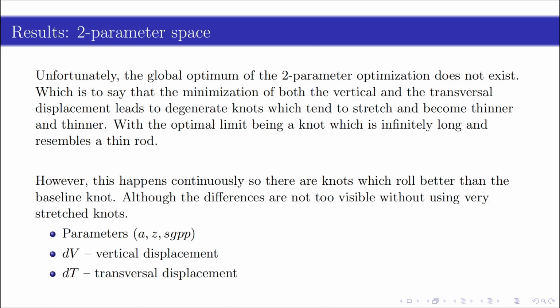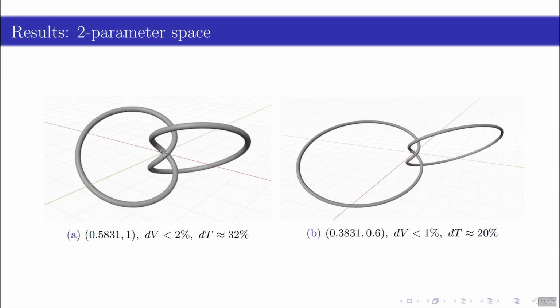However, cases can be found which are not completely unrecognizable, which still have better qualities for rolling than the initial results by Stephen. So here we have the baseline knot on the left, which has a transversal displacement of 32%, and one of the next best candidates has a 20% transversal displacement, which is already a bit better. And as you can see, the knot is quite similar, but it gets a bit flatter and a bit elongated.